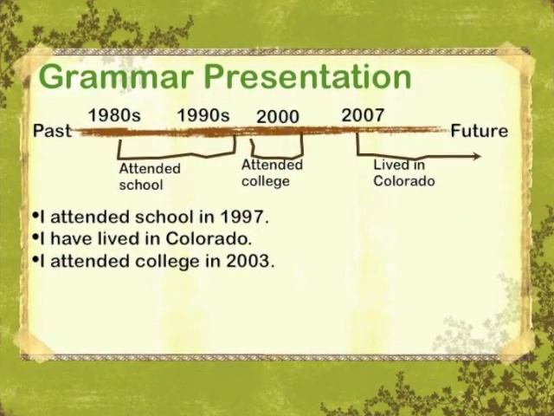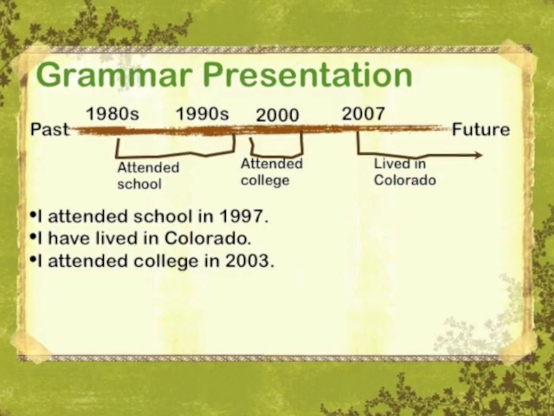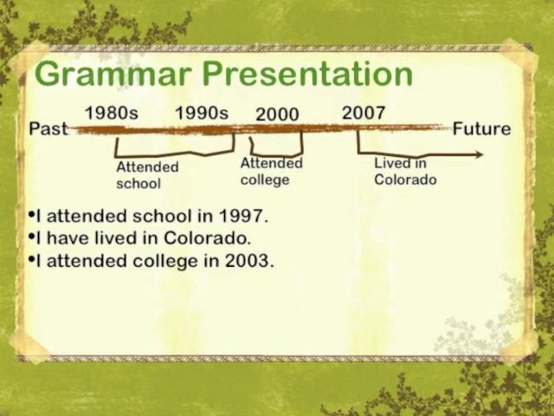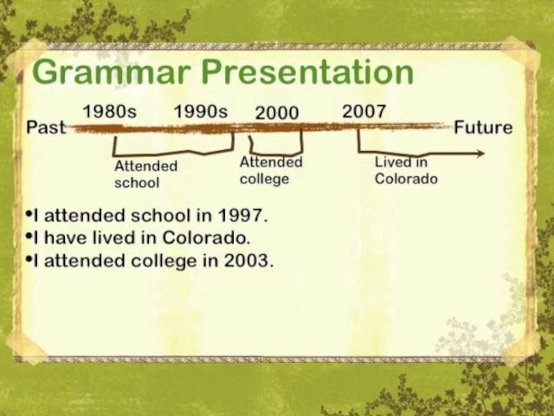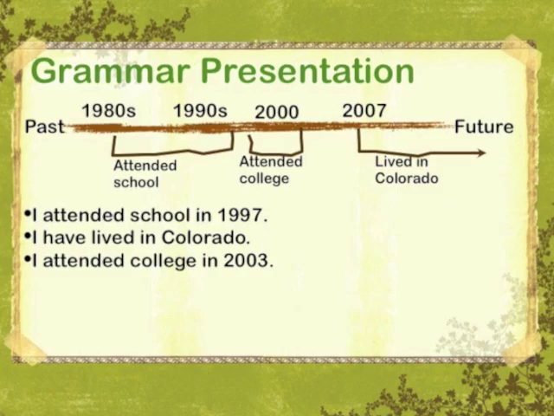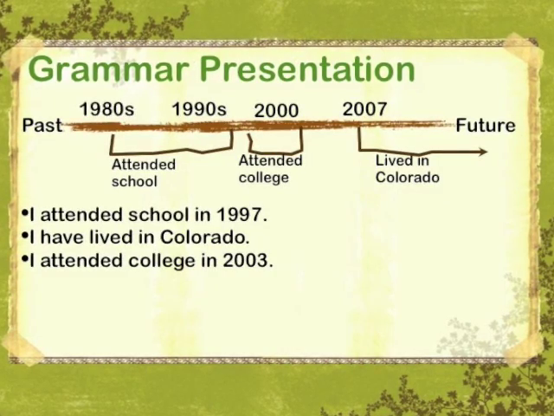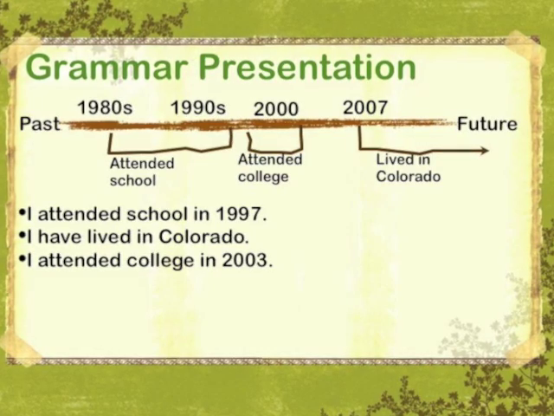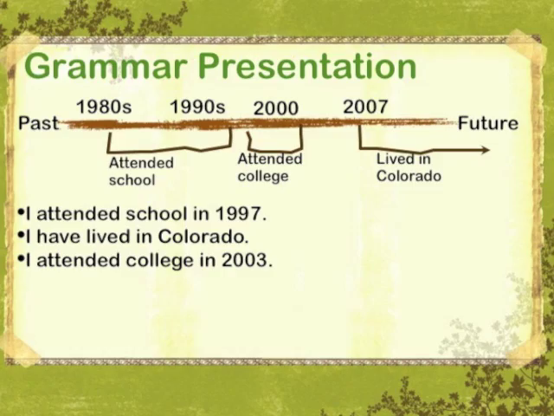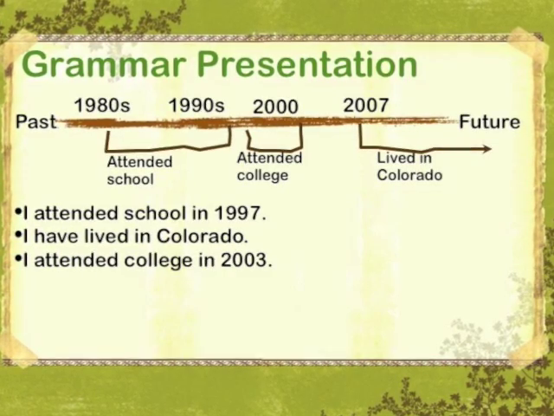Let's look at a timeline. This is my life, right? From the 1980s to the 1990s, I attended school. In the 2000s, I attended college, and in 2007, I lived in Colorado. So let's look at the sentences. I attended school in 1997. I have lived in Colorado. I attended college in 2003.